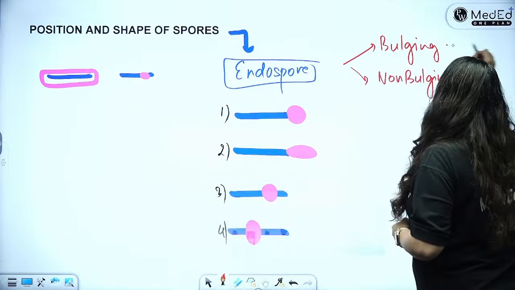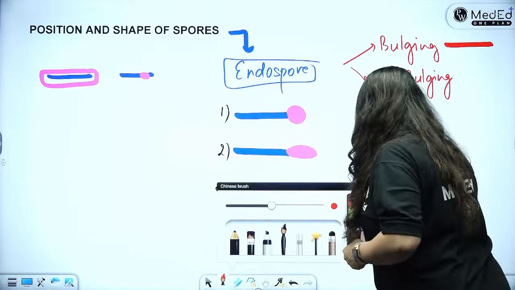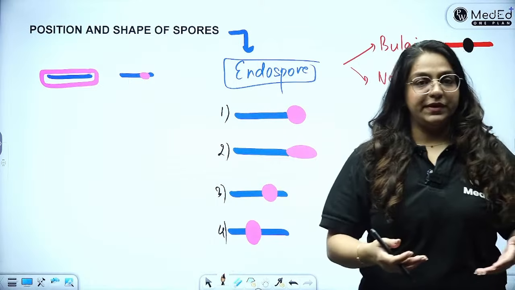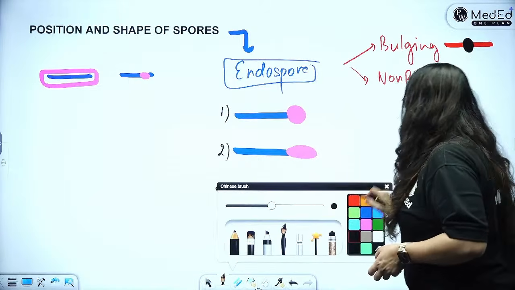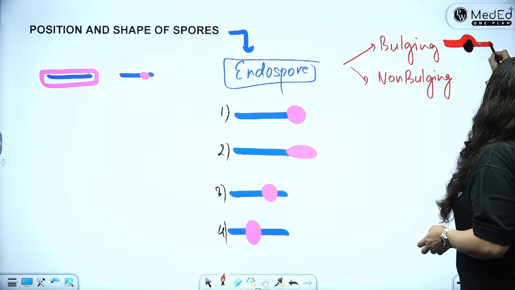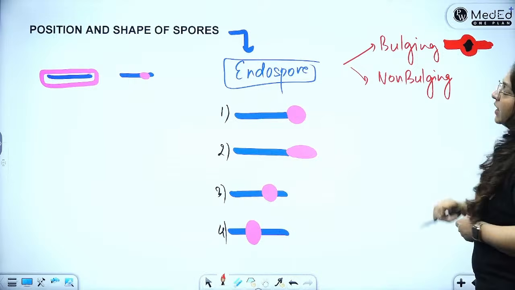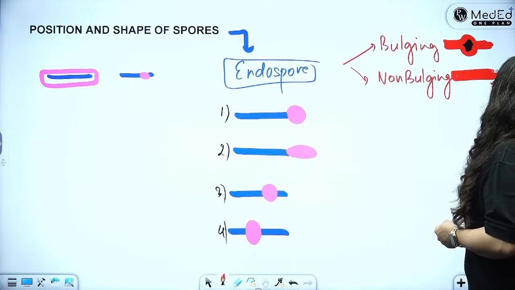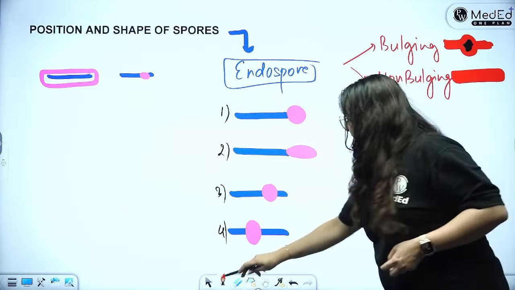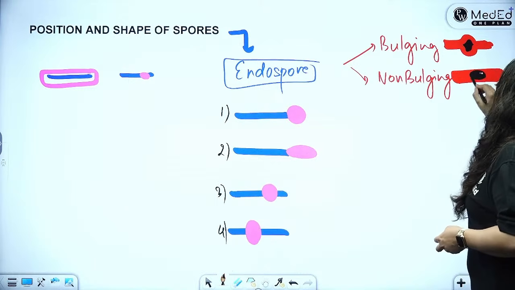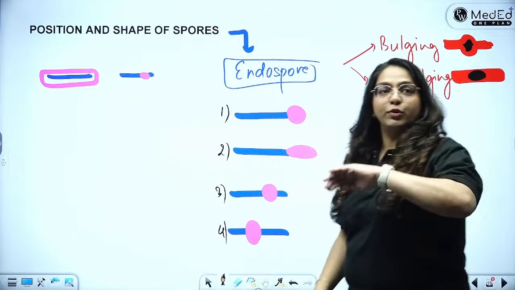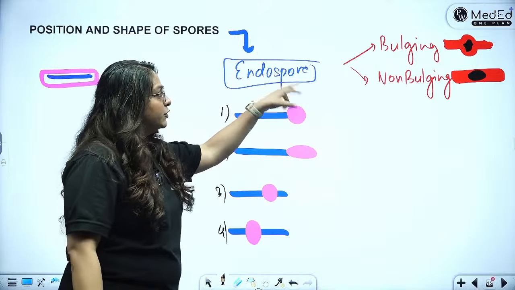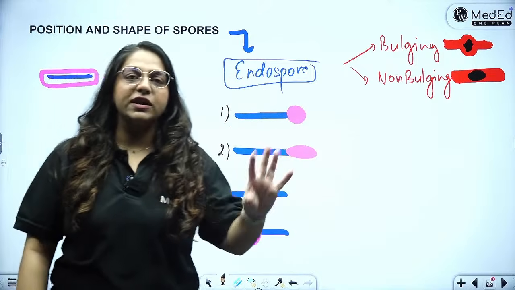If this is a bacteria, the spore is coming out of the body, almost giving it a pregnant belly shape. Whereas with a non-bulging spore, the spore is very well contained inside the body of the bacterium and there is no protrusion coming out. So a bulging spore gives a protrusion, whereas a non-bulging spore does not.